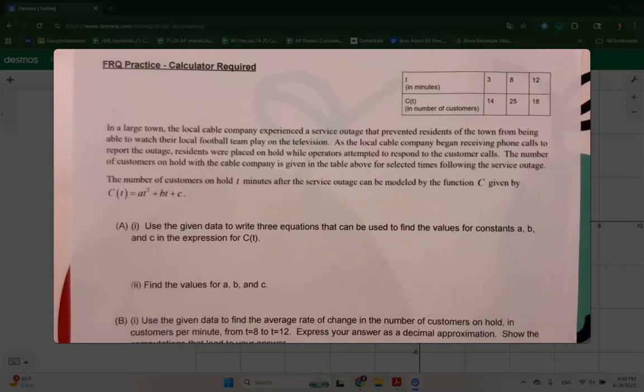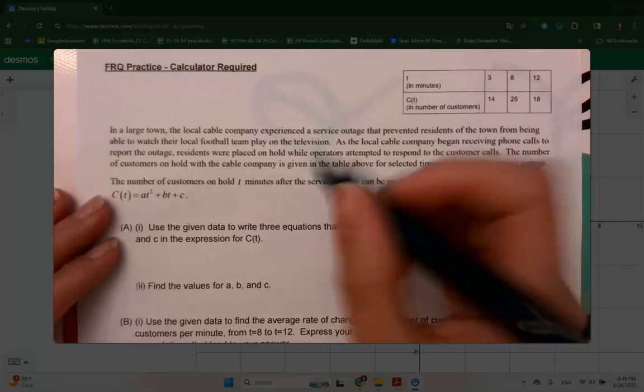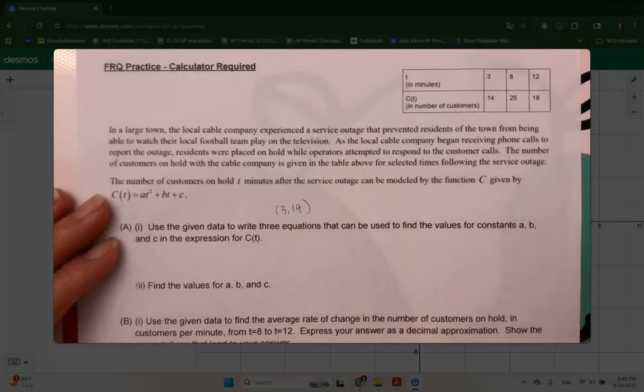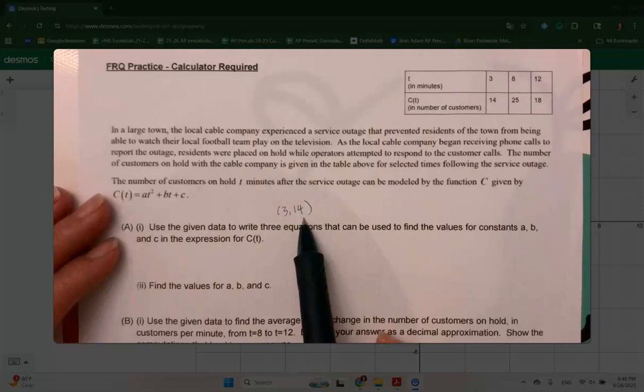Letter A. Use the given data to write 3 equations that can be used to find the values of A and B and C. Remember, this is the one where you don't even need a calculator. This is the easiest point you will get on the FRQ. So the first point is 3, 14. Wouldn't you agree that means the input is 3, output is 14?